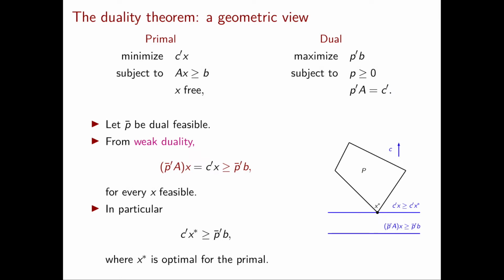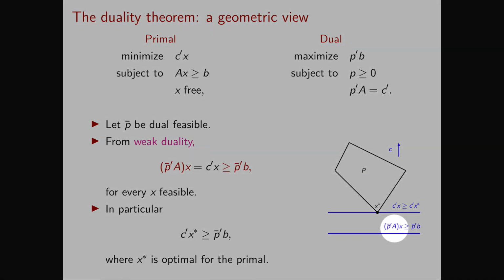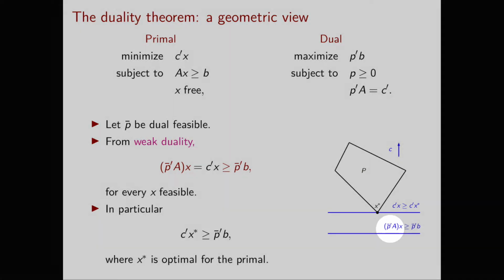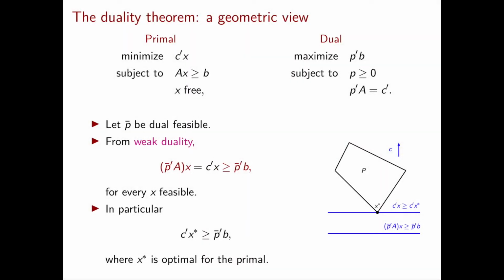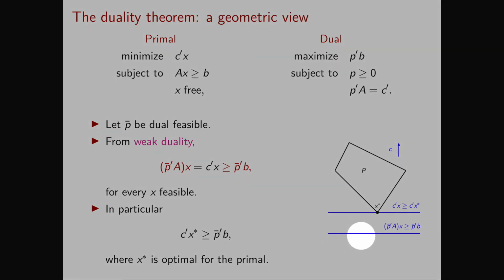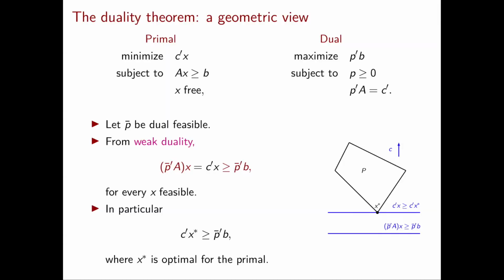Now I can also visualize the inequality that we obtained from the dual vector p bar. The left-hand side, p bar transpose A x, is equal to c transpose x, as we already saw using the equalities in the dual. In this picture, this tells me that this new inequality is parallel to the inequality c transpose x greater than or equal to c transpose x star. So to understand the relative position of the two inequalities, I need to look at the right-hand sides.